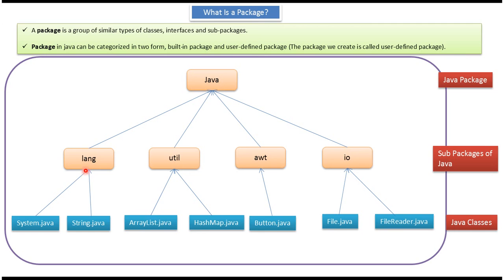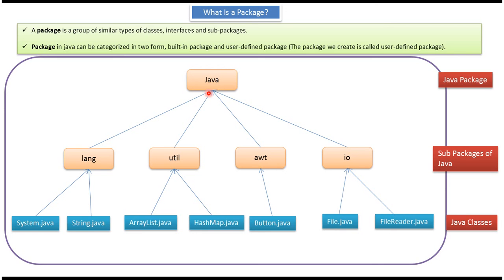And under lang package, we have System.java, String.java classes. And under util package, we have ArrayList.java, HashMap.java classes. And under AWT package, we have Button.java class. And under IO package, we have File.java, FileReader.java classes.